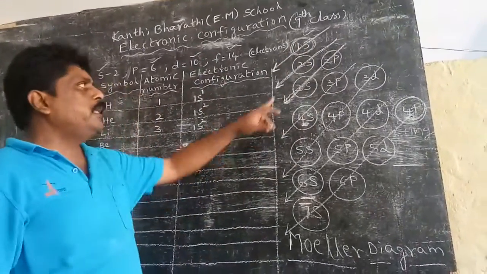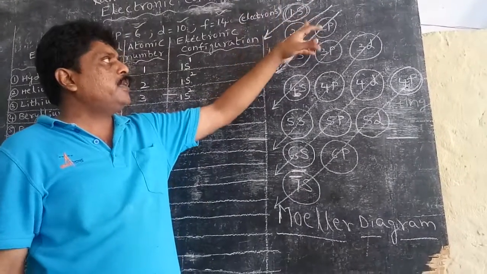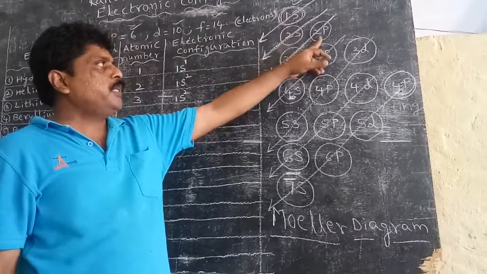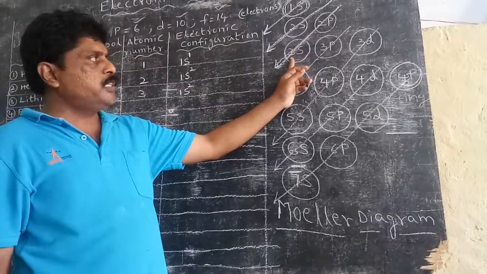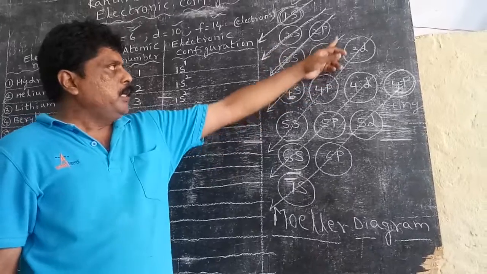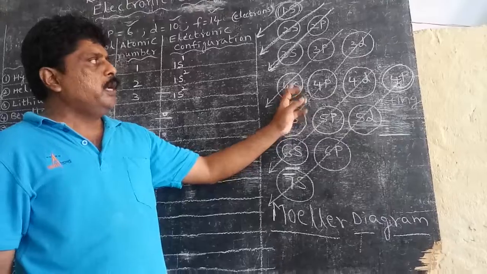Electrons are filled according to these lines. First 1s is filled. After 1s, 2s is filled. After that 2p is filled. After filling of 2p, 3s is filled. Next after 3s there is a fourth line: 3p is filled, and after that 4s is filled, and so on.